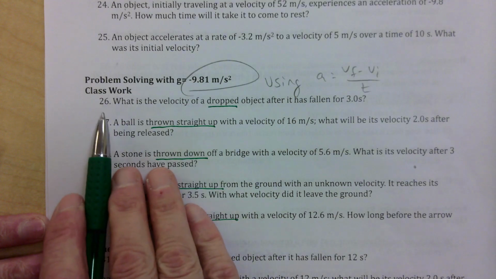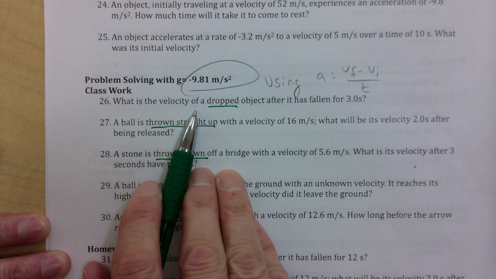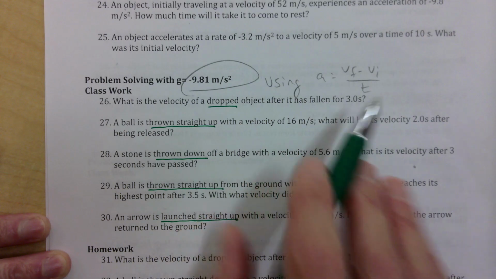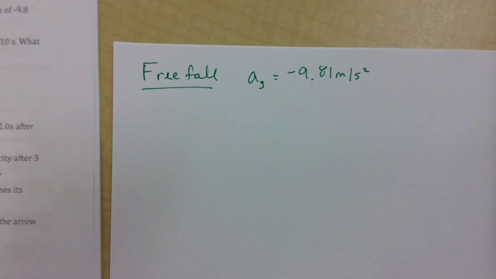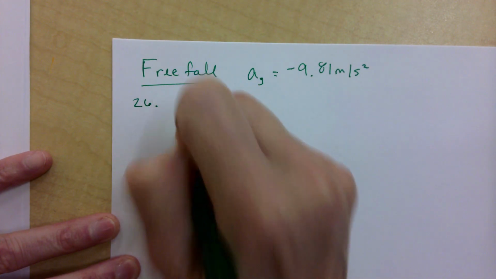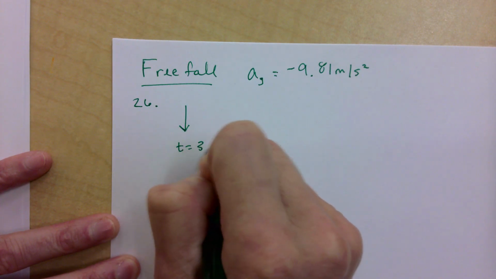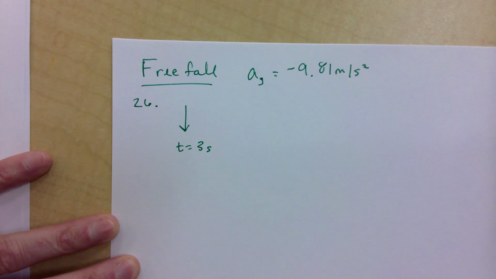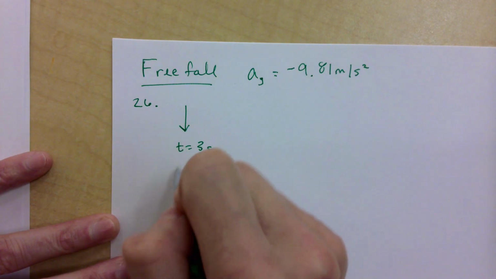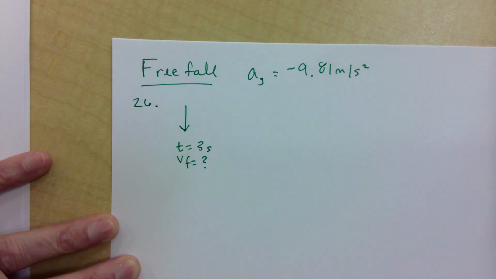So for example, let's take a look at number 26. It says, what is the velocity of a dropped object after it has fallen for 3 seconds? Okay, so if we have an object that is dropped, so it's going down, it's fallen for 3 seconds, it's asking me what is the velocity here. So what that means is I am looking for the final velocity after 3 seconds.